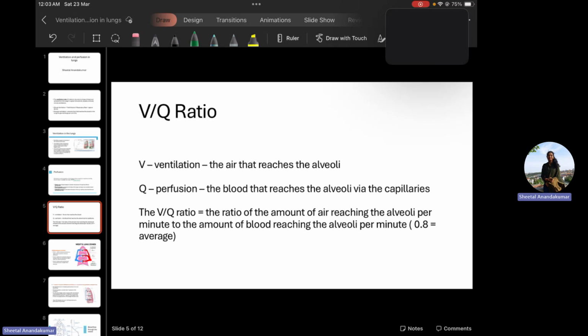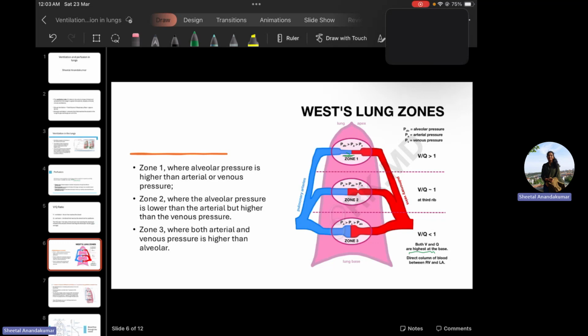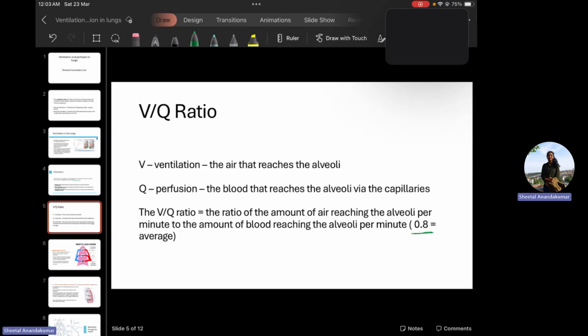The average VQ ratio is 0.8, but it is different in different regions of the lungs. It's not really standard; 0.8 is just an average. It could be more than one in certain regions of the lungs, and it could be less than 0.8 in other regions. So it's really dependent on the regions.